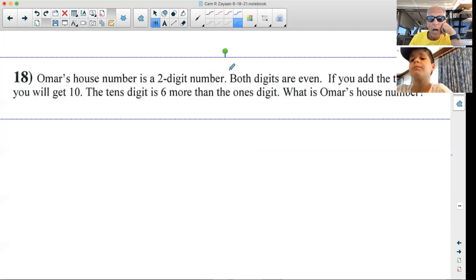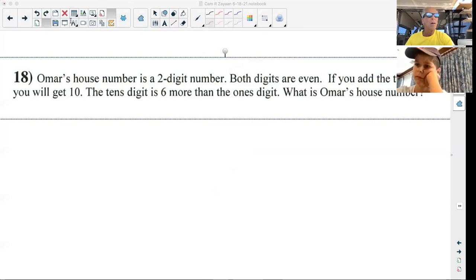But it says even. So I want you to think about what his house number is. Half would be here. Okay, I'll show you. Show me. Nice. Hold on.